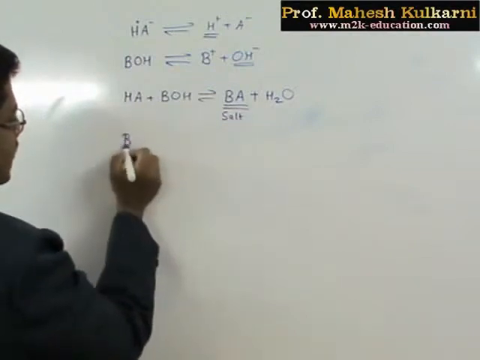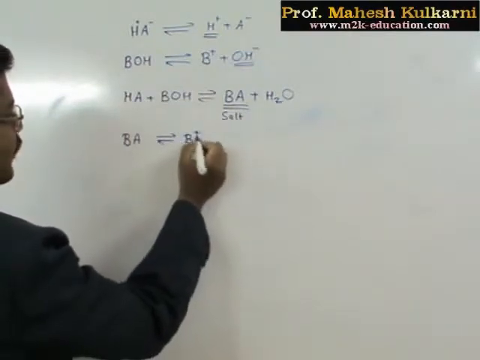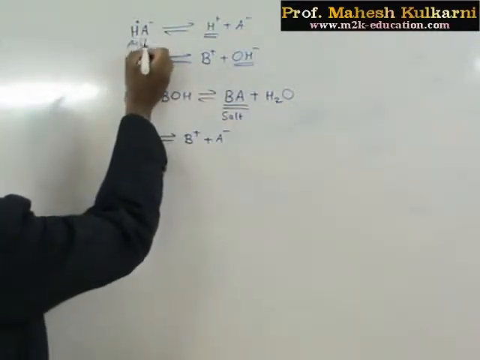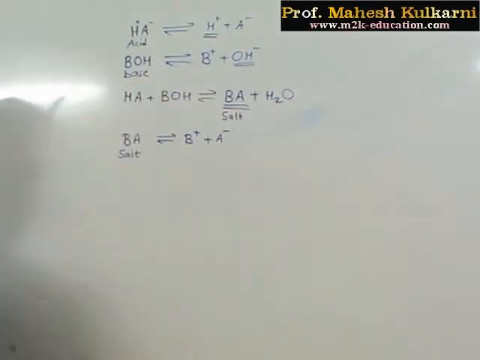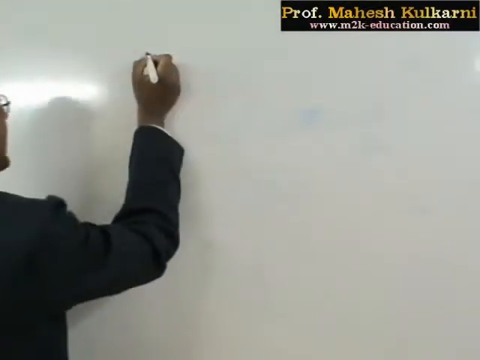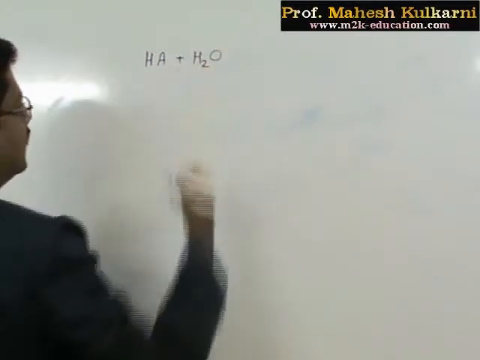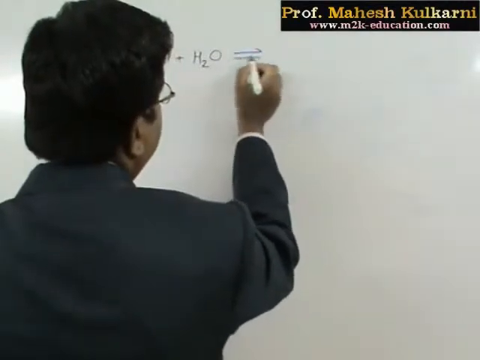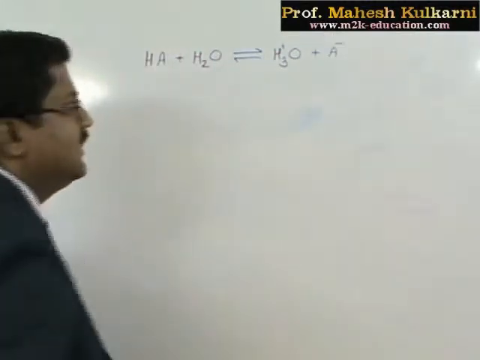So what is my salt? Generalizing, I can write the salt as BA. BA when dissolved in water will give B plus and A minus. So I have an acid, a base, and a salt. Keep in mind, this way we can remember the names of acid, base and salt. Considering this acid, the name of the acid is HA. I dissolve this acid in water, that will give HA plus H2O, reversibly, H3O plus plus A minus.